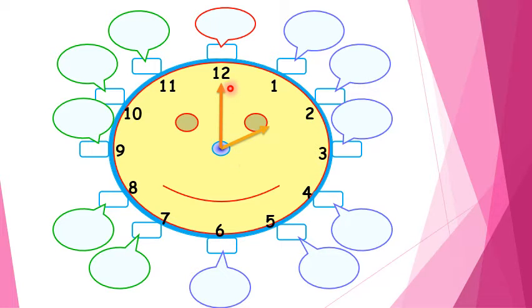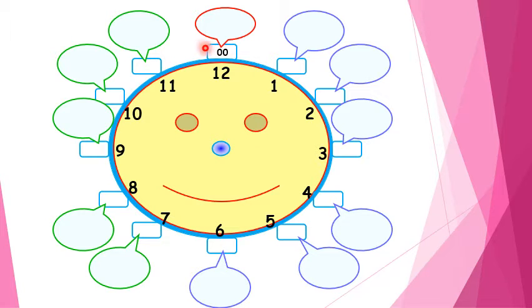But the long arm is for minutes. When it's on 12, it doesn't mean 12 minutes. It means 00 minutes. When it's on 1, it doesn't mean 1 minute. It means 5 minutes. So the long arm for minutes is skip counting. Because it's the long arm, it skip counts by 5 each time. Each one of these numbers represents 5 minutes.